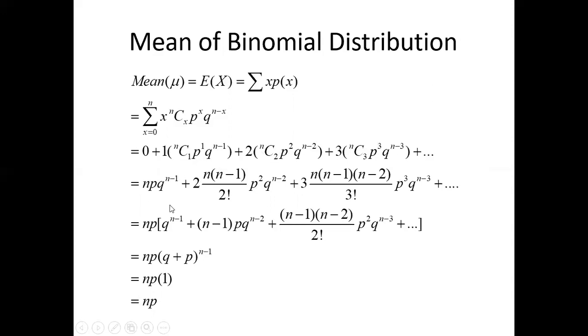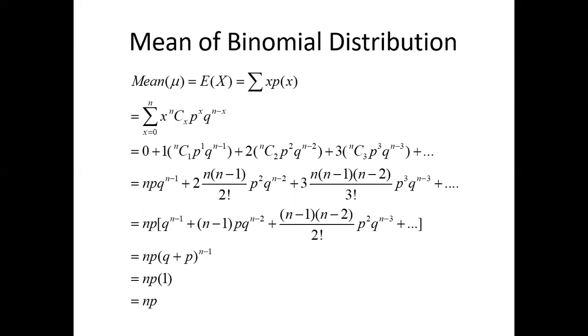If I take np common, because nC1 equals n, and nC2 equals n into (n − 1) by 2 factorial, so 2 times nC2 is n into (n − 1) into ... and nC3 is n into (n − 1) into (n − 2) by 3 factorial, and so on. Taking np common, we get q^(n − 1), next (n − 1) p q^(n − 2), plus (n − 1)(n − 2) by 2 factorial p^2 q^(n − 3), which is the expansion of (p + q)^(n − 1). So np into (p + q), and p + q equals 1, so 1^(n − 1) is 1. So the mean equals np. np is the mean of the binomial distribution.